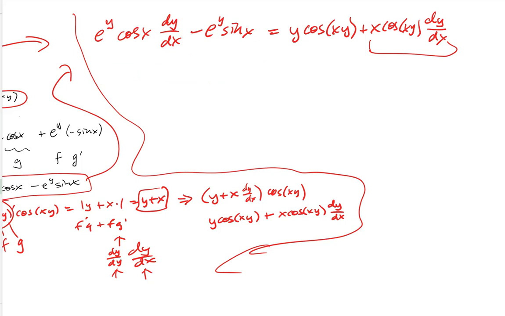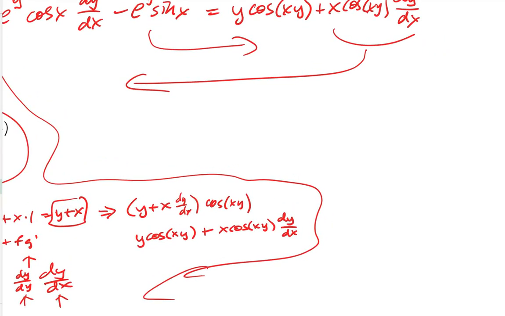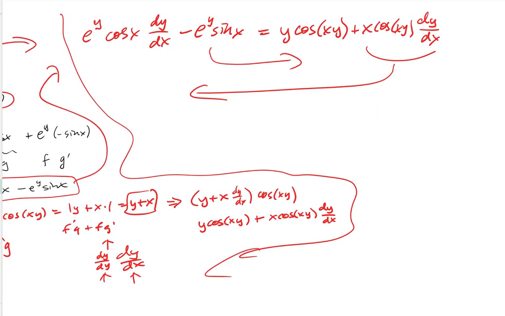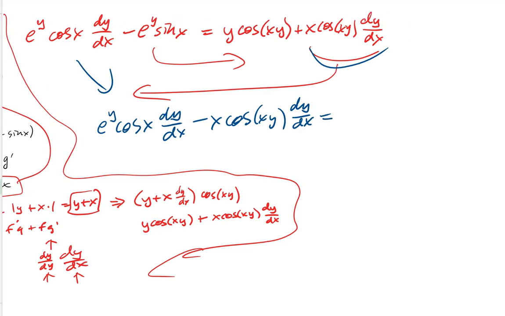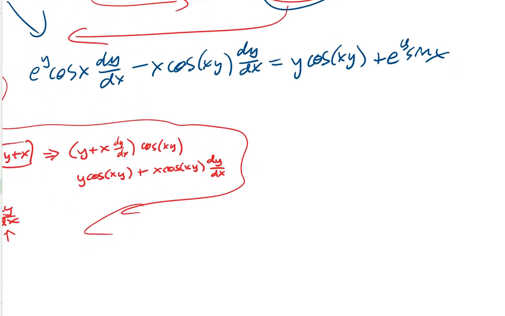Now let me do it the other way around. I'm going to keep my dy dx on the left. So I'm going to pull this one over, and I'm going to pull this one over. So when I do that, let me do it in blue, I get e to the y cosine x dy dx. That's from here. And then I pulled this one over, so that's minus x cosine of xy dy dx equals, now I've got to deal with this one. So then it's y cosine of xy plus e to the y sine of x. If this is right at the end, it's a miracle. And then, let's see what happens.